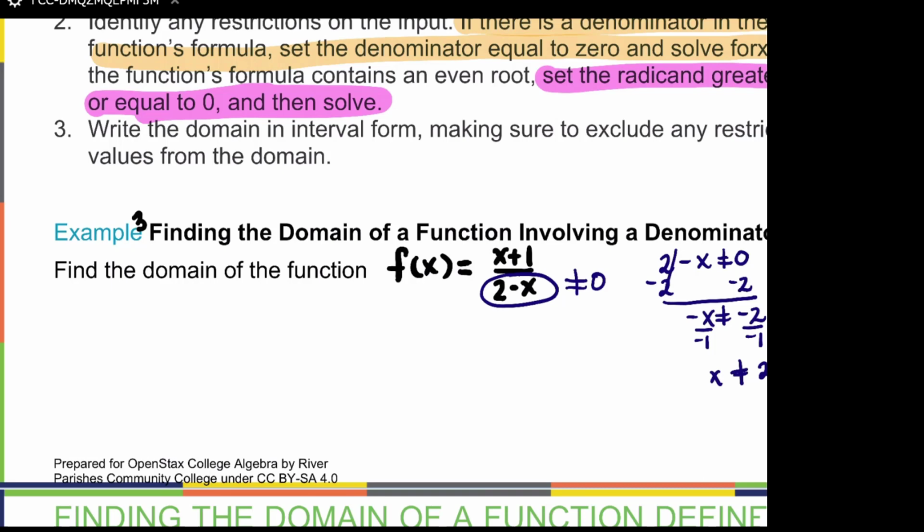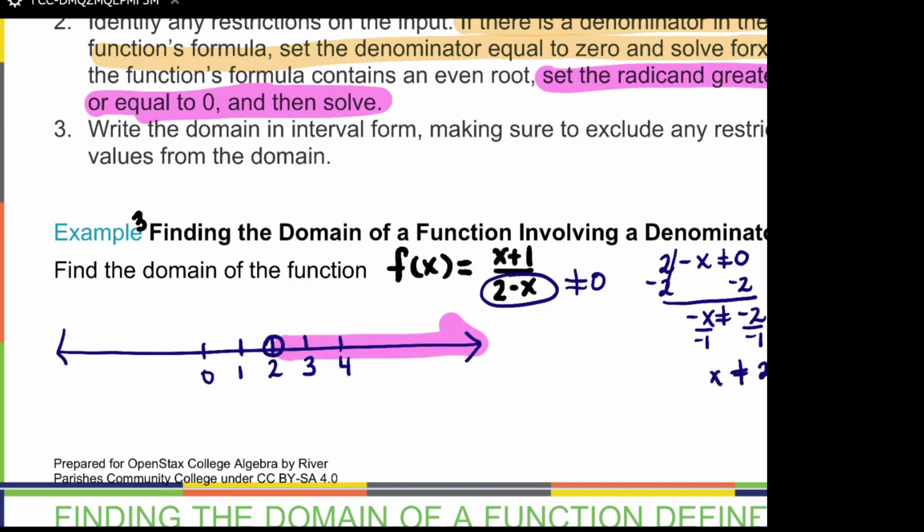Let's look at what that looks like on the number line to help us with the interval notation. So here's 2. You have all these other numbers on the number line. It can't equal 2, but it can equal all the numbers to the right of 2 and all the numbers to the left of 2. It just can't equal 2 in the middle. So it's all these numbers here and all those numbers there. It just doesn't include 2.